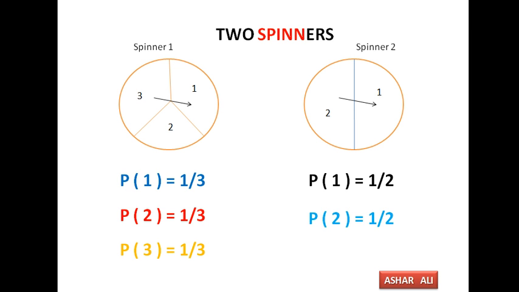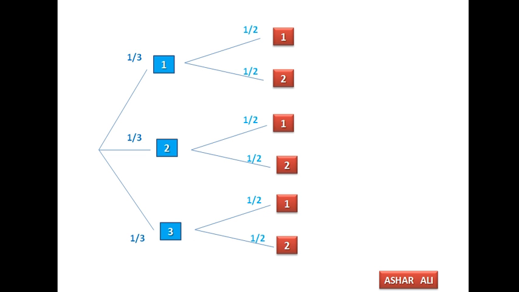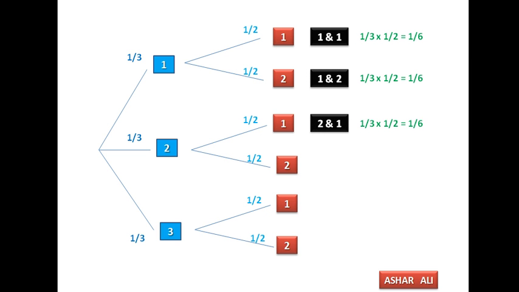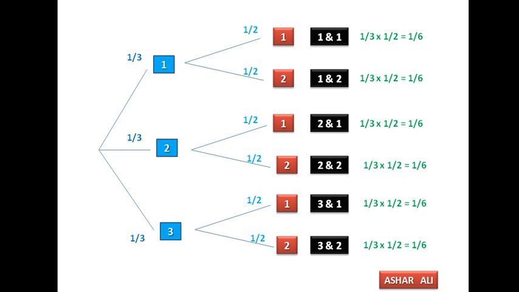2 spinners. These 2 spinners would be combined together to form a single event. We can have 1, 2 and 3 on the first spinner, and we can have 1 and 2 on the second spinner. Therefore the outcomes come out to be 1 and 1, 1 and 2, 2 and 1, 2 and 2, 3 and 1, and 3 and 2. When we add all the possibilities, they sum up to 1.